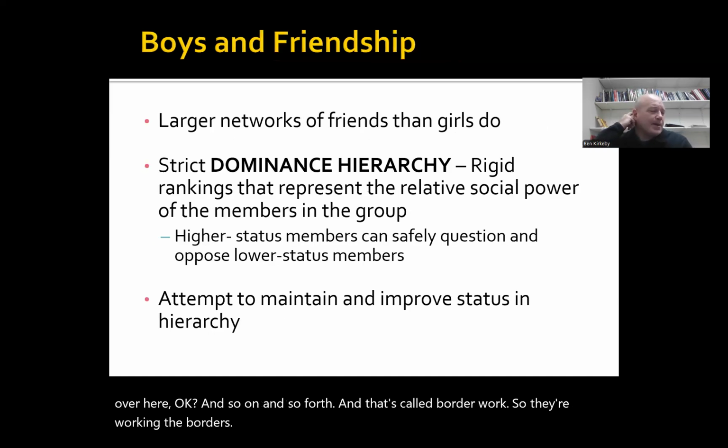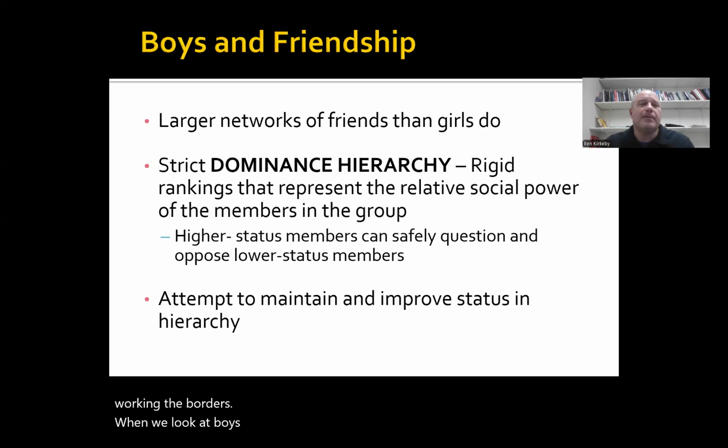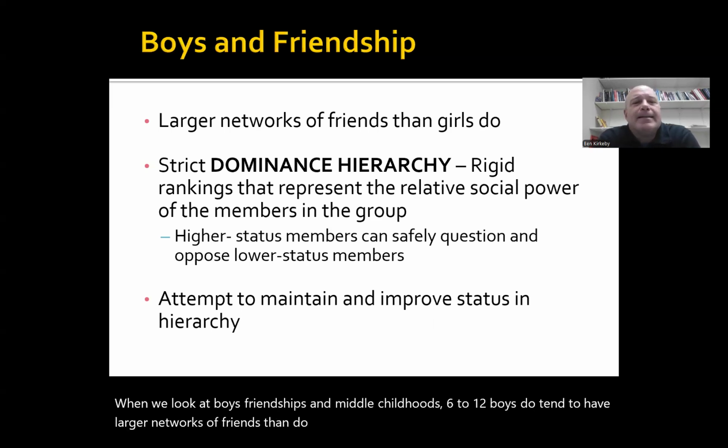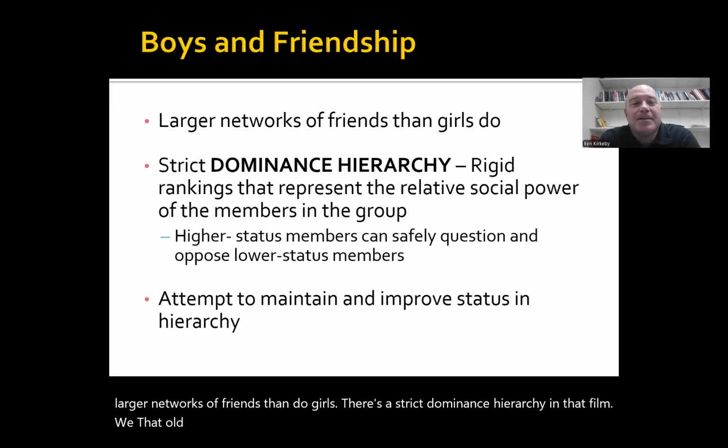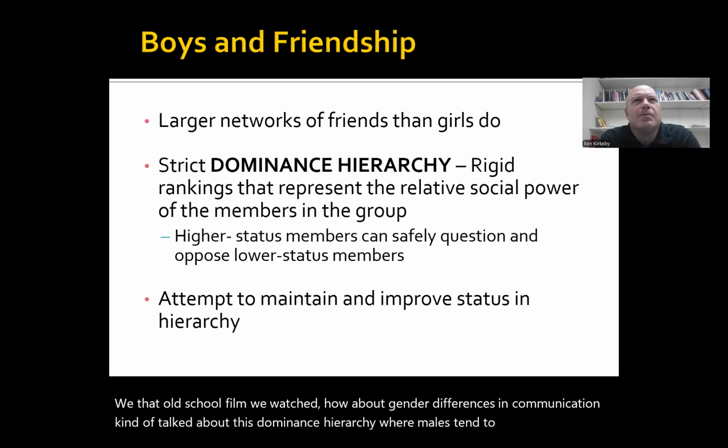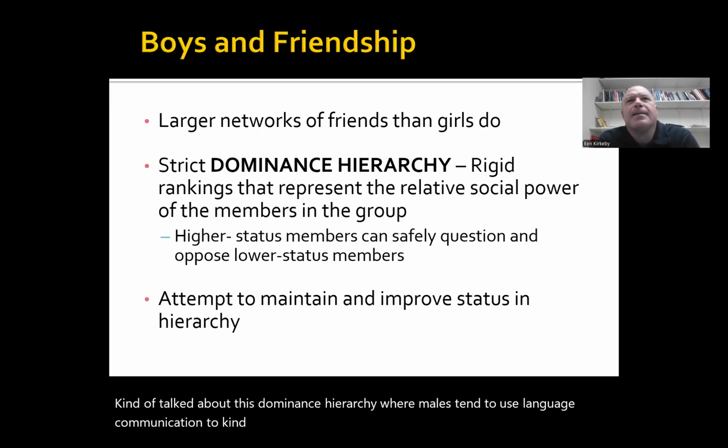When we look at boys' friendships in middle childhood, so 6 to 12, boys do tend to have larger networks of friends than do girls. There's a strict dominance hierarchy. That old school film we watched about gender differences in communication kind of talked about this dominance hierarchy, where males tend to use language communication to negotiate their status, right?